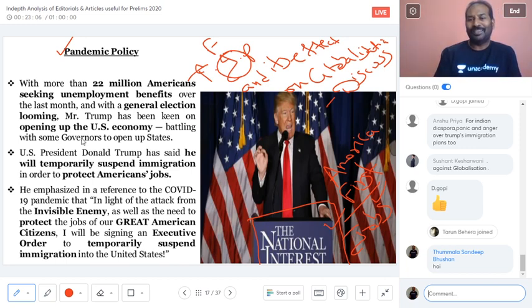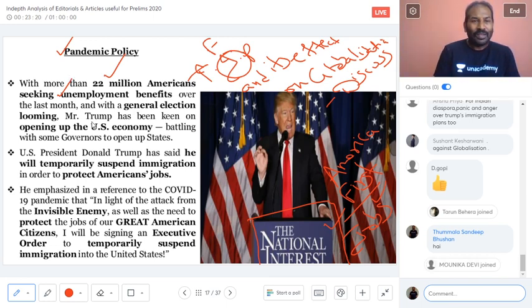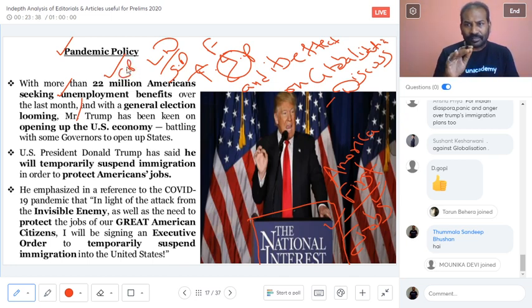So the first point I have taken is, with more than 22 million Americans seeking unemployment benefit. This is very, very important. With 22 million Americans seeking unemployment benefit over the last month, why am I saying over the last month, can anyone guess? Yes, it is because of the pandemic. It is because of the lockdown, because of social distancing, the COVID-19 pandemic. Because of that, there is not much economic activity in the US, thereby 22 million Americans seeking unemployment benefit.